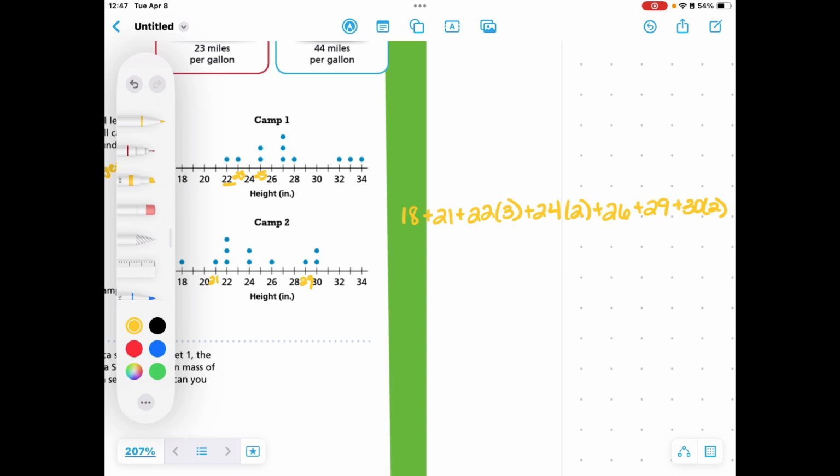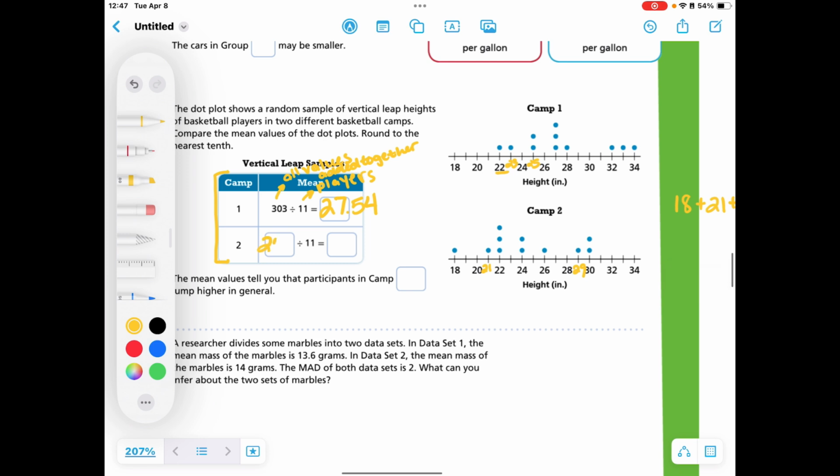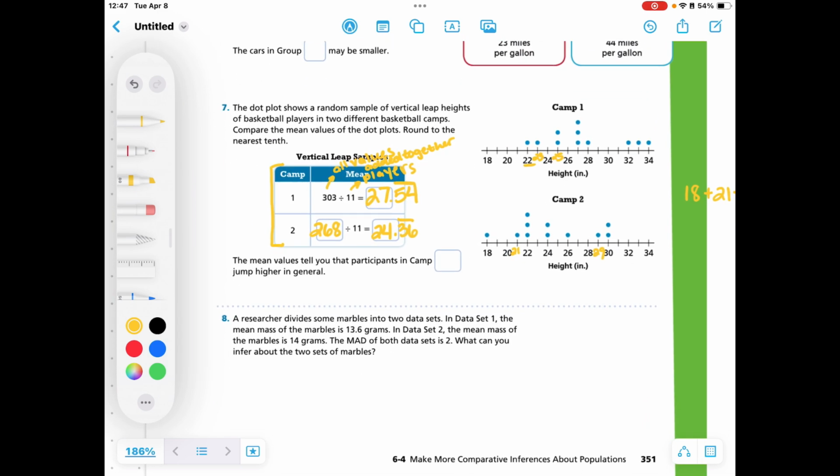This is going to come out to be 268. So 268 divided by 11, that's going to be 24.36 repeating. Now, both these numbers are going to be repeating. I forgot the bar there. So, based off these two means, the mean values tell you that participants in camp number blank jump higher in general. That's going to be camp number 1.